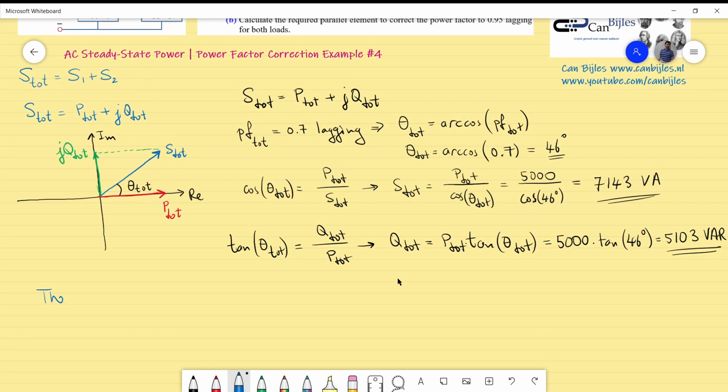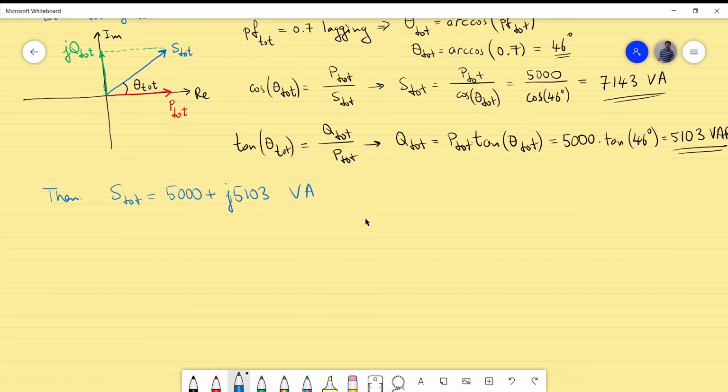Then S total is 5000 plus j5103 volt amperes. That's actually the situation for the total apparent power. So let's look at load 1.